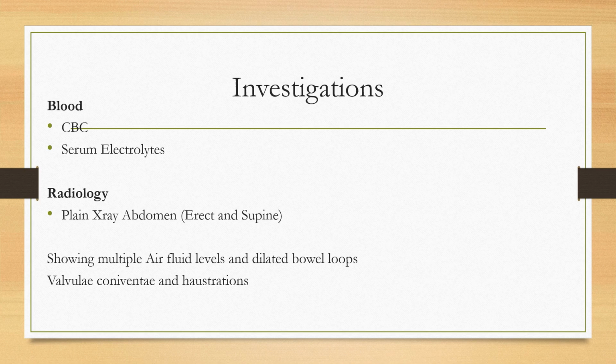So in radiology, you will go for the plain X-ray abdomen. This is the first investigation you will advise in a patient with the symptoms of acute abdomen, the plain X-ray abdomen, erect and supine. In the erect X-ray, you will find multiple air fluid levels, and in the supine X-ray, you will see the dilated bowel loops. Then there are some features like valvulae conniventes and haustrations in the X-ray. We will discuss in the later slides.